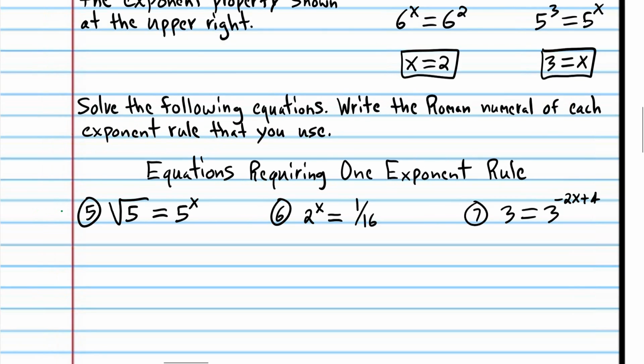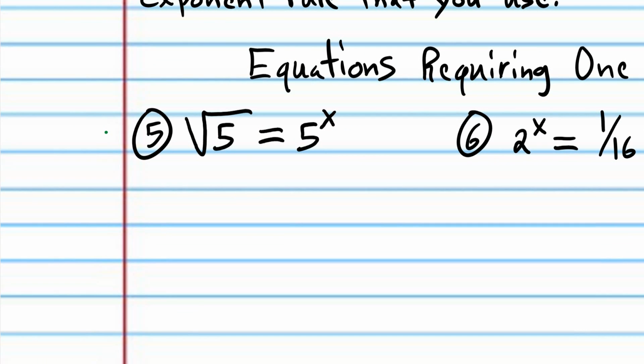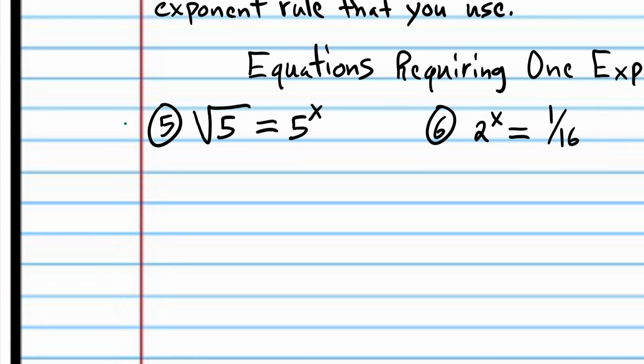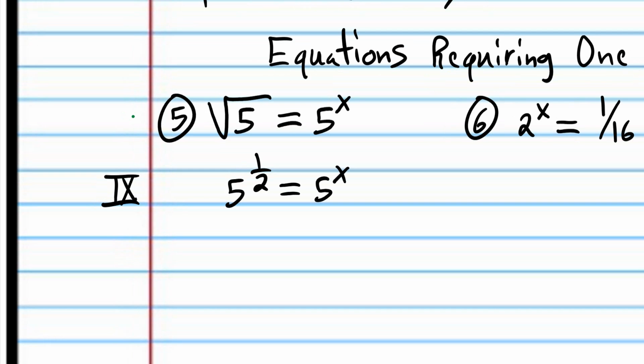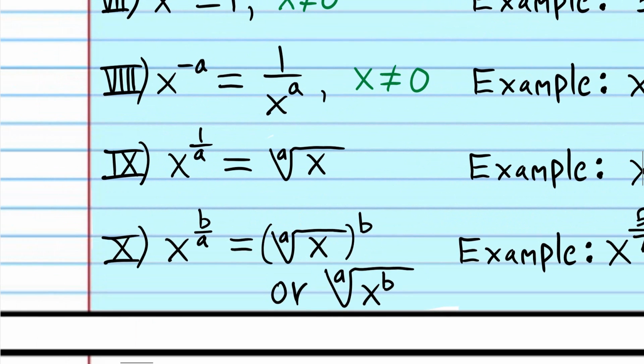And so we're going to start with root 5 is equal to 5 to the x power. So I'm going to use rule number 9, which tells us that square root 5 is equal to 5 to the 1/2 power. The difference is we went backwards. Usually when we use rule number 9, we go from a fraction power to a root expression, but now we're going backwards. We're going from a root expression to a fraction power.